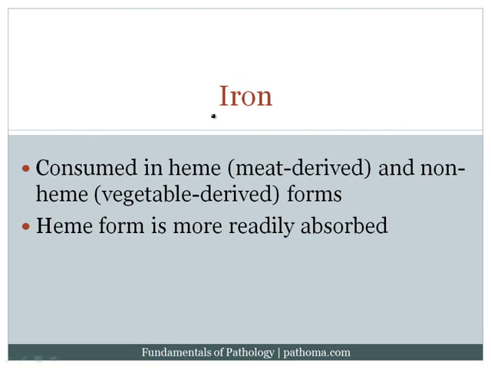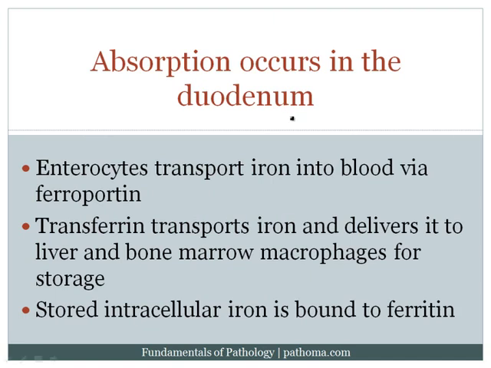Now, a little bit about the biochemistry of iron. You do need to understand it to understand some of the high yields for this disease. Iron is consumed in both heme, which is meat-derived, and non-heme, which is vegetable-derived, forms, and the heme form, i.e. the meat-derived form, is more readily absorbed. Absorption, of course, occurs in the duodenum. You do need to know that. Absorption occurs in the duodenum, and it's the enterocyte. Recall that the enterocyte histologically is the cell that lines the villi of the duodenum.